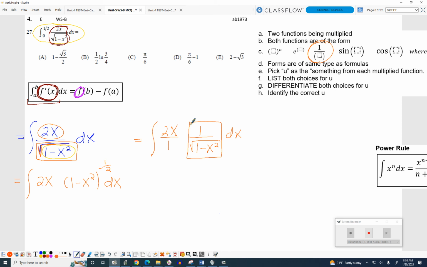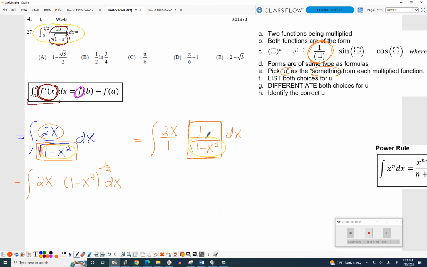If that's our form, everybody, hands up, what would be the choice of U? Remember, U is always the something. So if we write our second multiplying function like this, which makes our second multiplying function this form, what would be the appropriate choice for U? Come on, more people. What is the appropriate choice for U, Cecily? The square root of 1 minus x squared. Okay, raise your hand, please, if you noticed that.